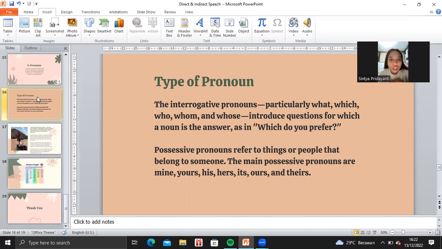And these are the types of pronouns. First is the interrogative pronoun, particularly what, which, whom, and whose. They introduce a question for which a noun is the answer, as in, for example, which do you prefer? And the second is the possessive pronoun, which refers to things or people that belong to someone. The main possessive pronouns are mine, yours, his, hers, its, ours, and theirs.